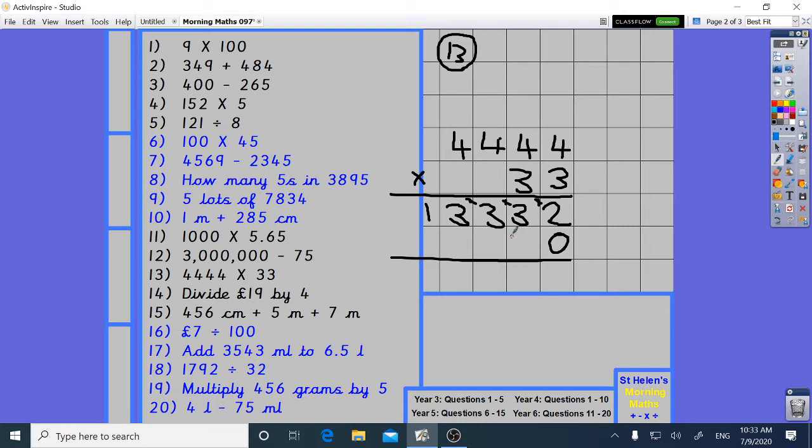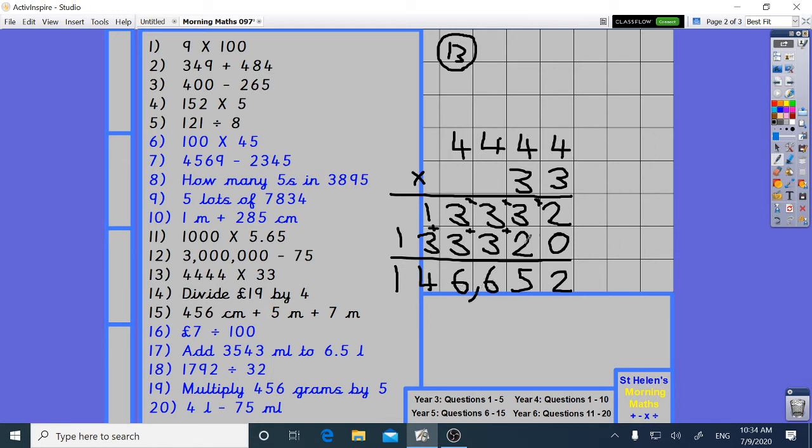3 times 4, we're getting used to this, 12. 3 times 4, 12, plus 1, 13, and again for the next digits. Cross those ones out, and we just do our adding to finish off. The difficult thing on this might be remembering how many times you've done 3 times 4.